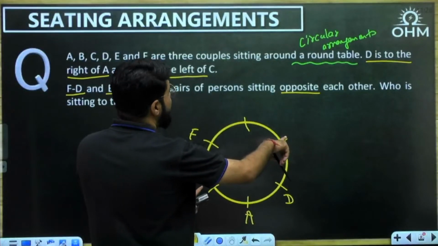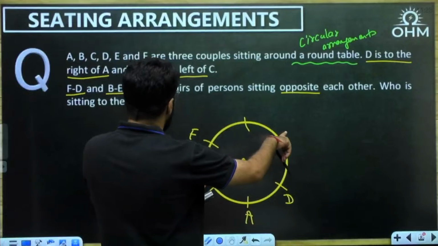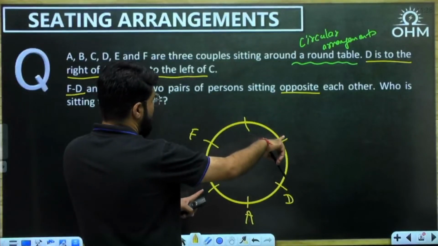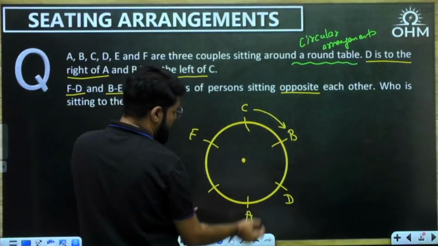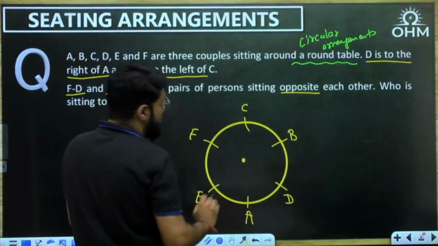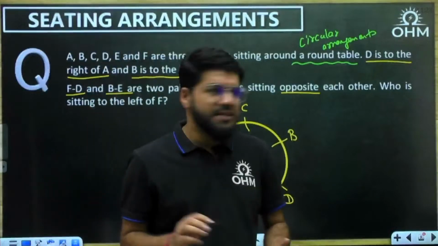Okay, this is BE, but where is B, where is E? B is to the left of C. So this goes B, so that C is here. B is to the left of C and BE is opposite. Okay, first always draw the arrangement and then see what is the question.